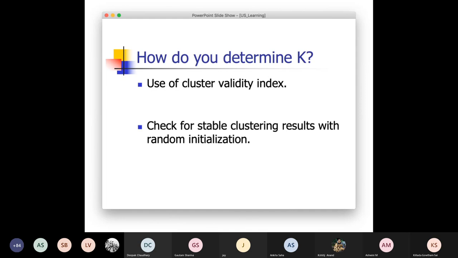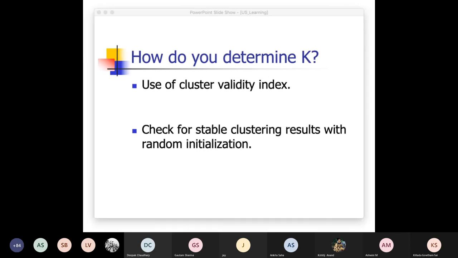So let me stop here today. In the next class I will also discuss this part and continue the discussion on k-means. Today we are stopping here, and if you have any questions, let me know.